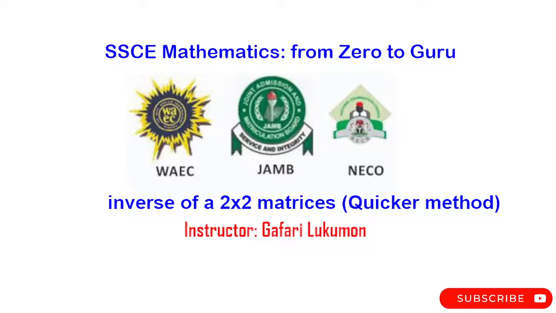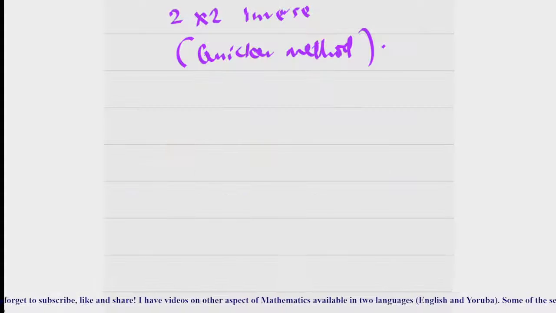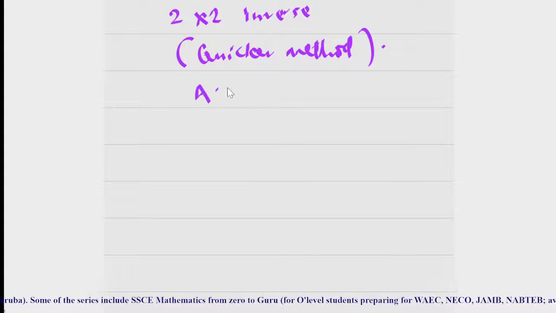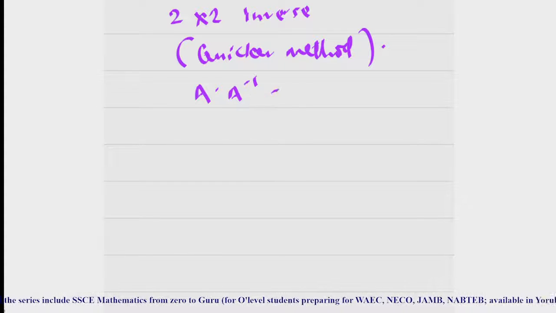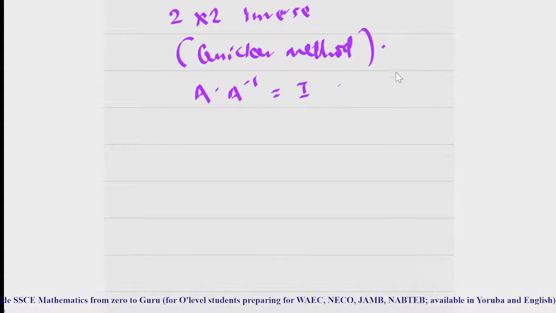Welcome back. In this video, I'm going to take you through the quicker method you can use to find the inverse of a 2 by 2 matrix. So if you don't want to use the complicated or the long method I used in the previous video, whereby you have to use this property that A multiplied by A inverse is equal to I.